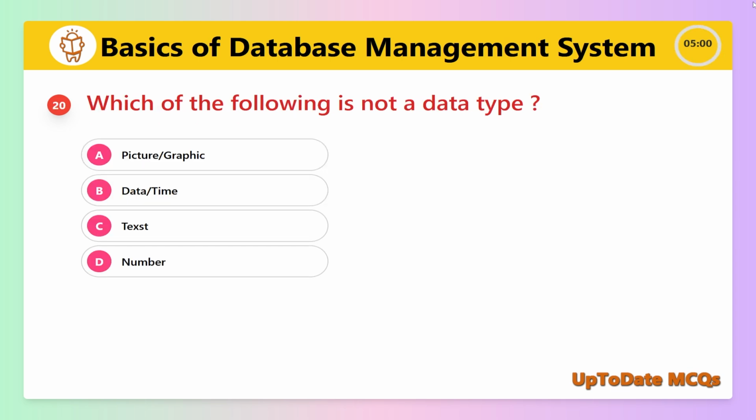Which of the following is not a data type? A. Picture/graphic. B. Date/time. C. Text. D. Number. The correct answer is option number A, Picture/graphic.